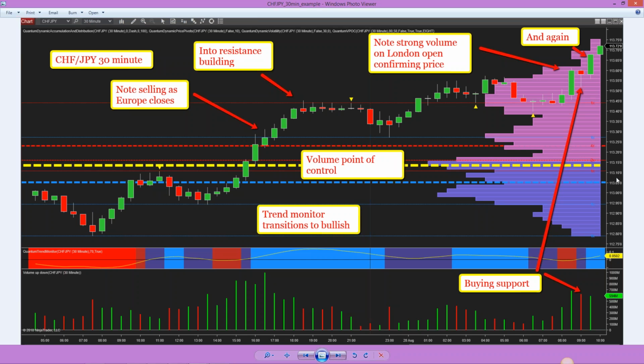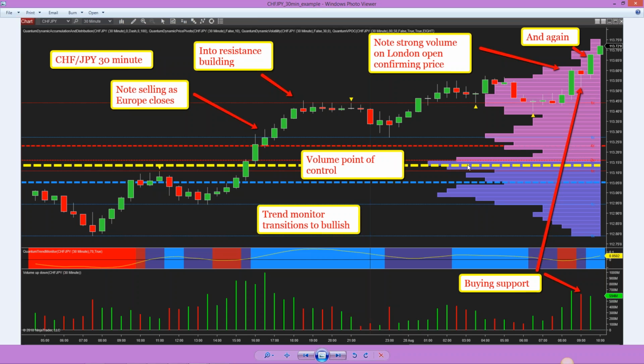But when you rotate volume onto the y-axis here on the right-hand side of the chart, what you're looking at is the concentration of volume at certain price levels. In other words, volume, price, and time, because the longer price remains in a region, the greater the depth of volume built. And the deepest level is at the volume point of control.